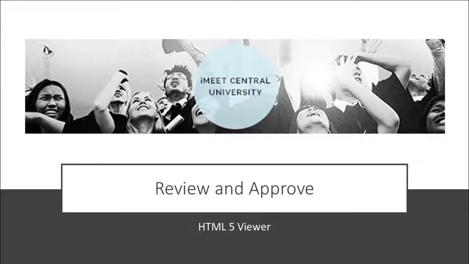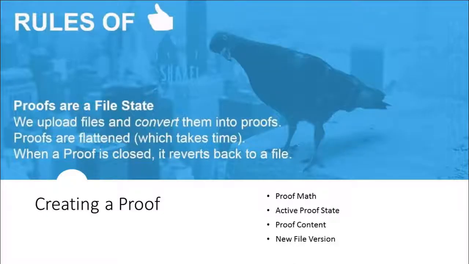Okay, let's begin. So let's start with a few rules of thumb. Rule of thumb 1, what is a proof? So you upload files to iMeet Central, and a proof is a state of that file. So when you're uploading new versions to a proof, you are actually uploading a new version of that file.